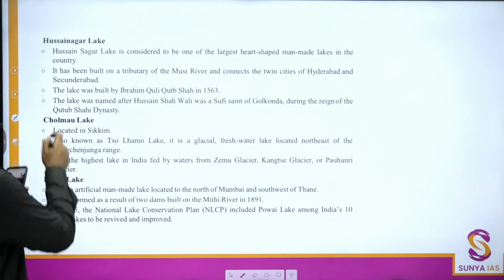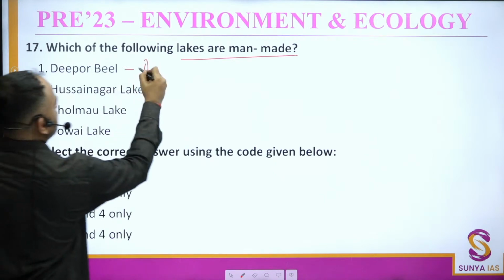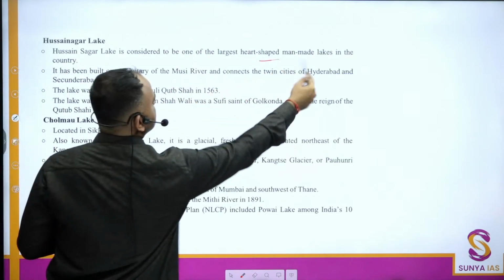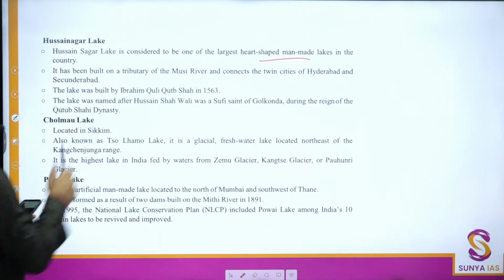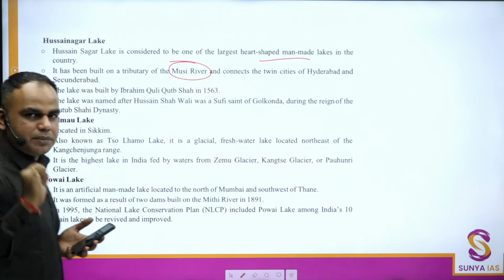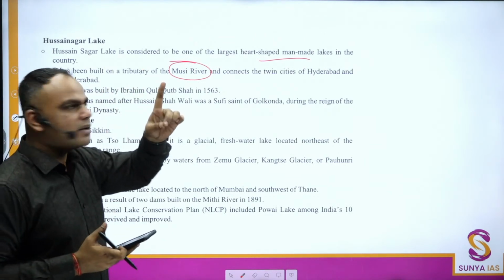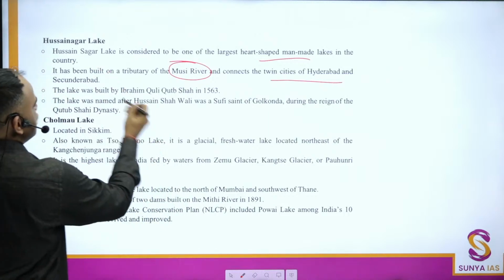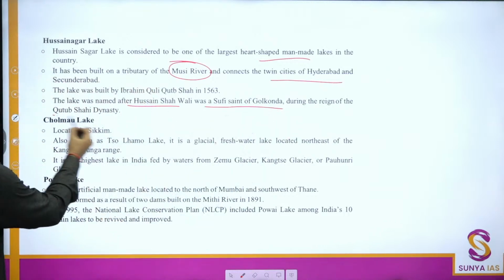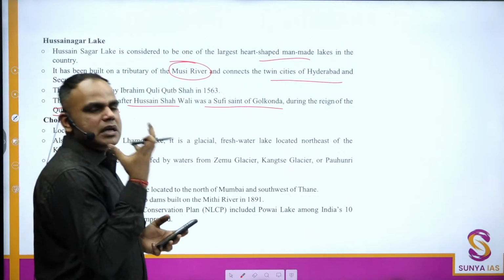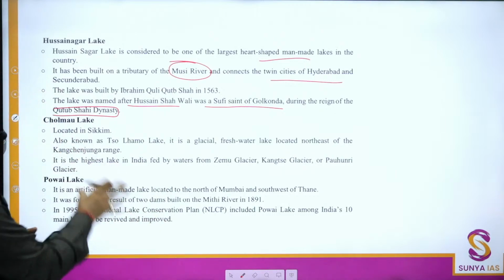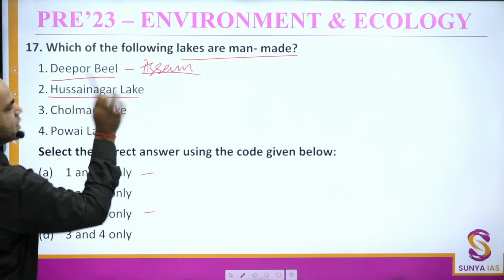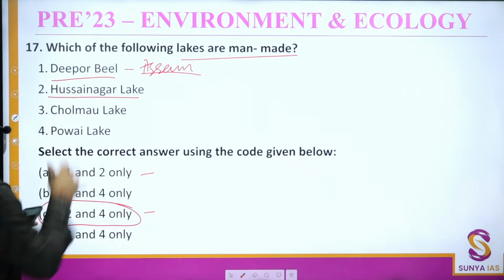Okay, so basically, I'll just tell you, for example, Deepor Beel, yes, very good. I was waiting for your answers. Deepor Beel is in Assam, okay? Hussain Sagar Lake is basically a man-made lake in the twin city Hyderabad, and it is built on the tributary of Musi River. So two things. First of all, of course, this is a man-made lake. Second, it is connected to a tributary of Musi River in the city of Hyderabad. And Hussain Shah was a Sufi saint of Golconda during the Qutub Shahi dynasty. So both historical, cultural facts and also the environmental facts you should be aware of. This is Hussain Sagar Lake. So 2 has to be in your answer. Okay, so it has to be 1, and Deepor Beel is not a man-made lake. So by the way, the answer is C. But we'll also see other options.